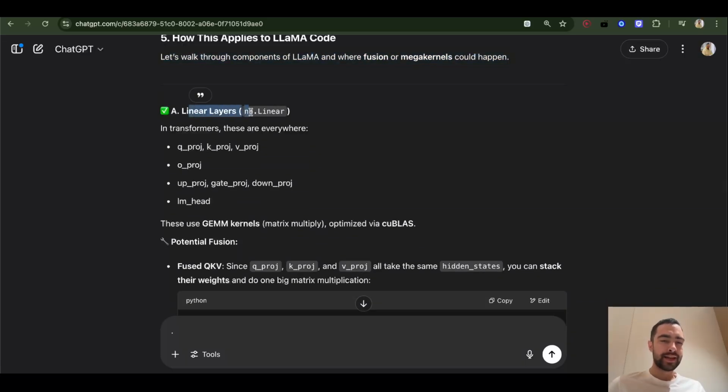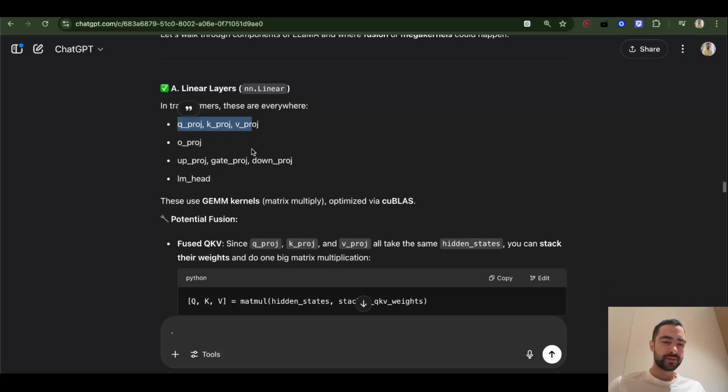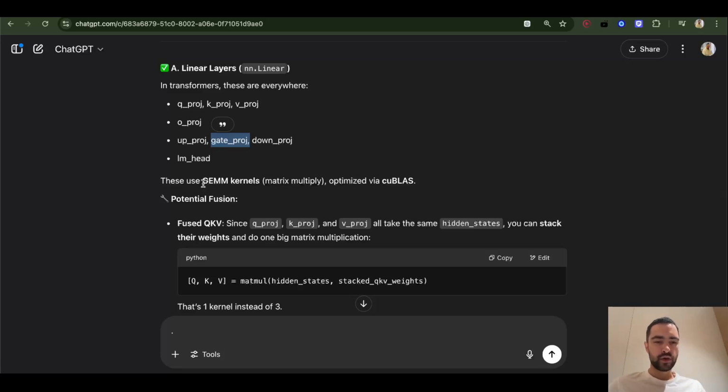So linear layers and nonlinear. In transformers, these are everywhere. So Q projection, key projection, value projection, output projection, up, gate, down, LM head. So up and down are from the feed-forward neural pass, and gate, I guess, is from mixture of experts. These are all general matrix multiplication kernels optimized via cuBLAS. So this is the CUDA optimizing software.